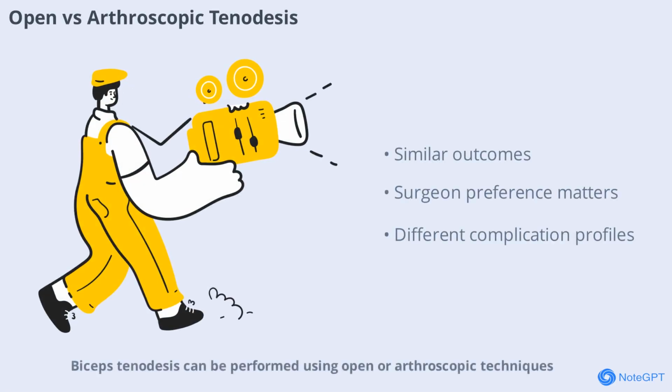Biceps tenodesis can be performed using open or arthroscopic techniques. Both methods yield excellent clinical outcomes, with no significant differences in function or complication rates. The choice often depends on surgeon experience and patient-specific factors. Open tenodesis may have a slightly higher risk of wound complications, while arthroscopic approaches can lead to early postoperative stiffness. Ultimately, both are effective when performed correctly.